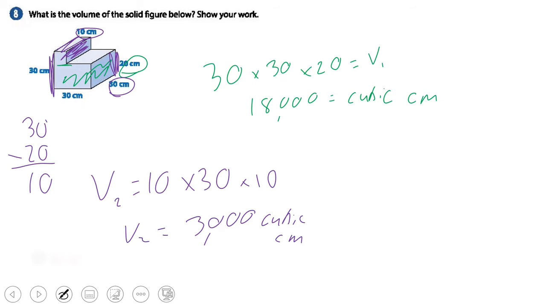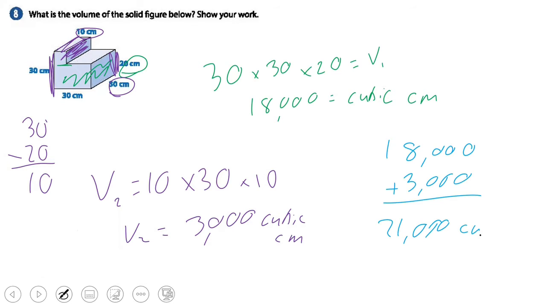So now we just need to add them together. I'm going to change my color again. So we have 18,000 plus 3,000, lining up all the place value numbers, and it comes to a grand total of 21,000 cubic centimeters. Okay.